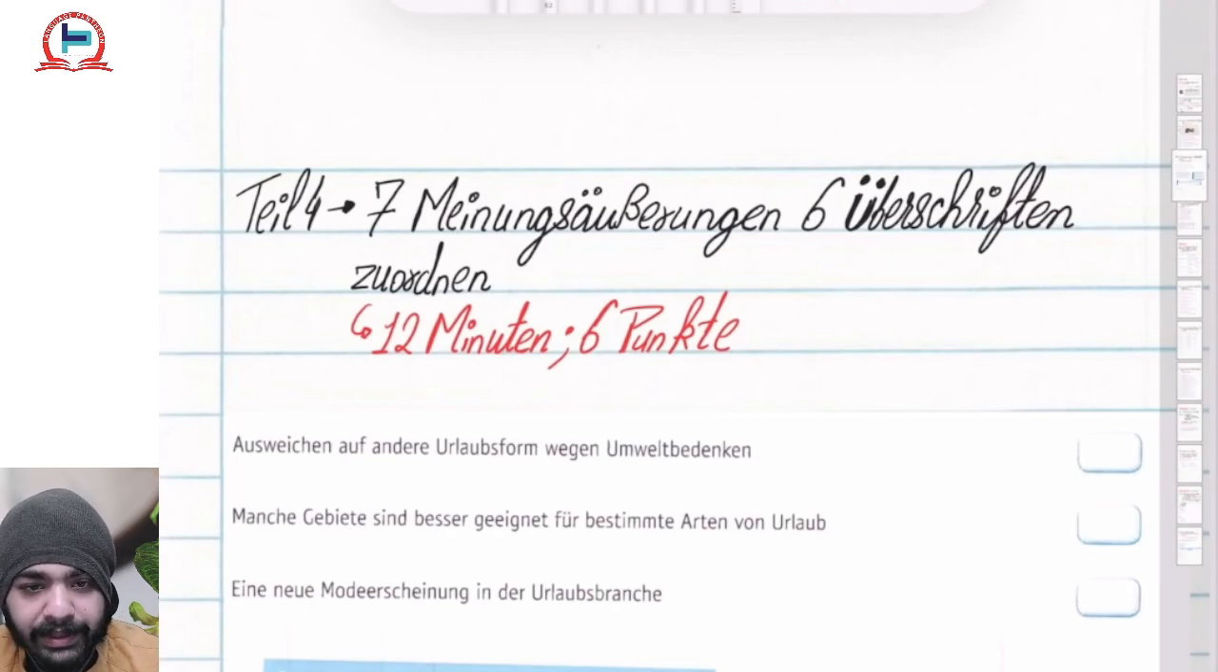There are 7 opinions and 6 headings. And again, since there is one opinion more than there are headings, one opinion would remain behind. Okay. So suggested time would be 12 minutes, and you can again score a maximum of 6 in this part.